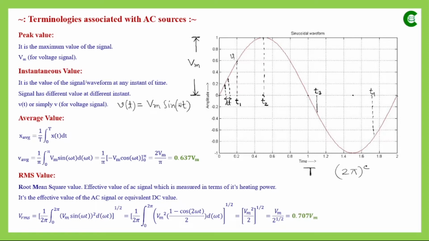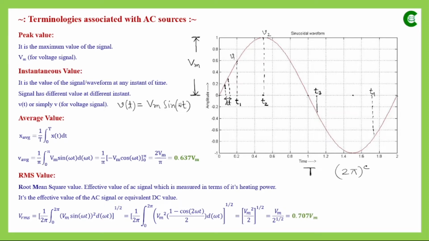So here at t2, the omega t value is pi by 2, because it is 1/4 of the total time period, which is angularly 2 pi, so it will be pi by 2. If we put this pi by 2 here, then we will get the amplitude of that signal, and if we represent that as v2, then putting pi by 2, sine pi by 2, we know that it is 1. So the amplitude of that signal at this instant will be only Vm. That means the peak value or maximum value, and that's what we are getting here in that waveform.